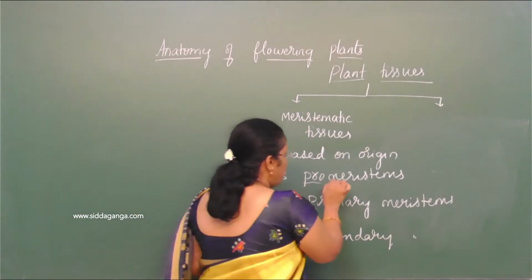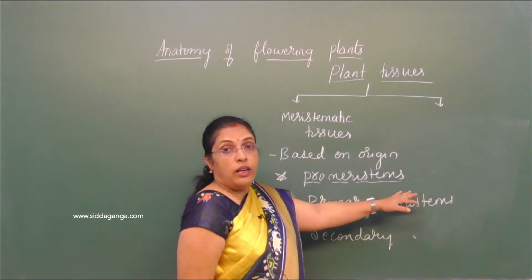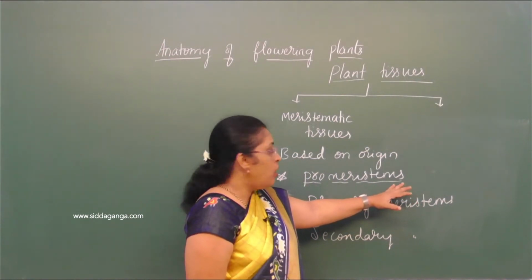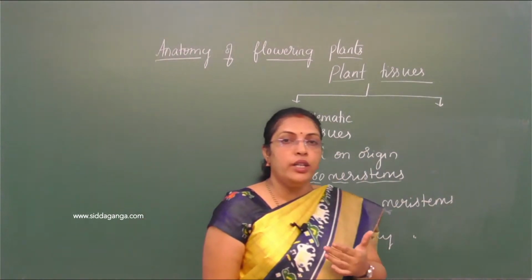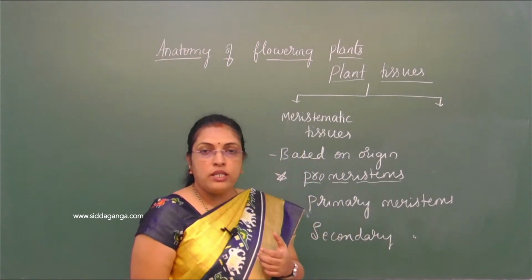So promeristems are early young meristems or embryonic meristems, occupy a very small area in plants and show continuous cell division.